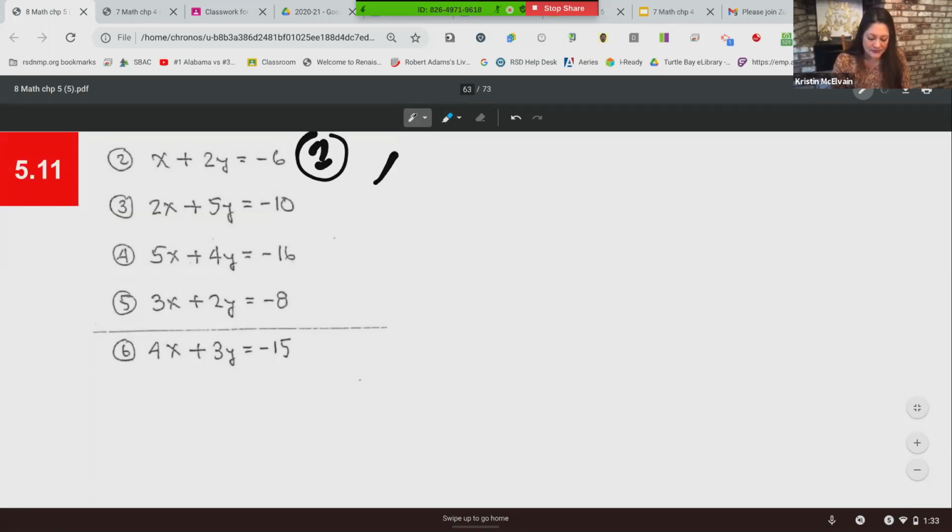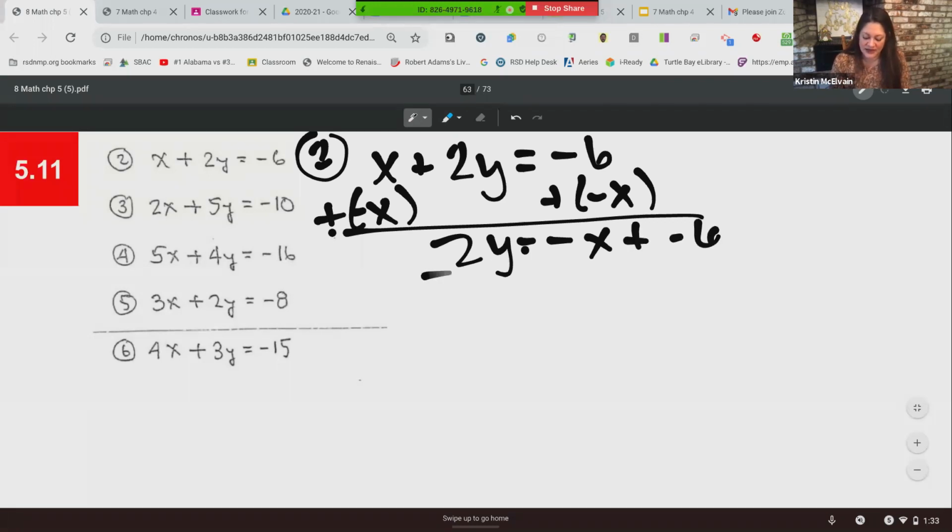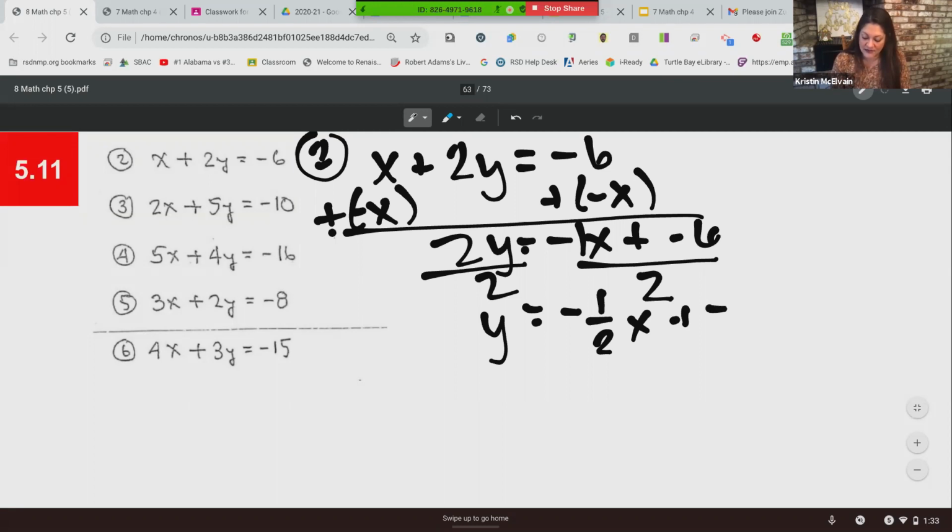we have x plus 2y equals -6. So to get y by itself, we're going to add the opposite of x on each side. So that is a -x, leaves us with 2y equals -x plus -6. Divide both sides by 2. Gives us y equals negative, of course, that's a -1x. So it's going to be -1/2 x plus -3. Okay, so there is our equation.